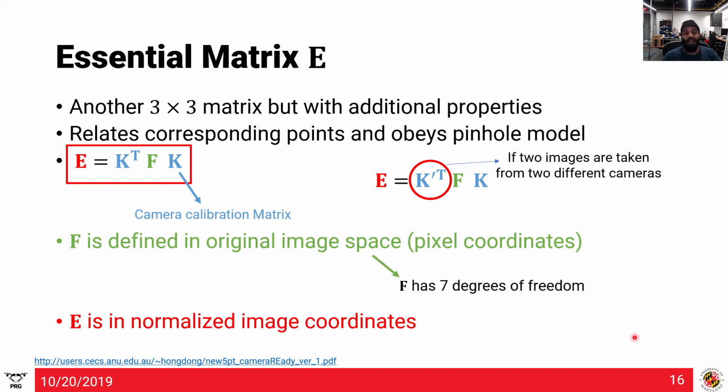Okay, so F has 7 degrees of freedom. That's why we use the 8-point algorithm. And E has... so think about why F has 7 degrees of freedom. Just pause the video and think about it. If you remember, F is a 3x3 matrix, which means it has 9 elements. But in F, only their ratio is significant. So if I divide my entire matrix by the last term, let's say F33, everything is scaled, which leaves me with 8 degrees of freedom. In addition, I have another constraint that the determinant of my fundamental matrix is 0. That means one more degree of freedom is gone. So that's why F has 7 degrees of freedom.